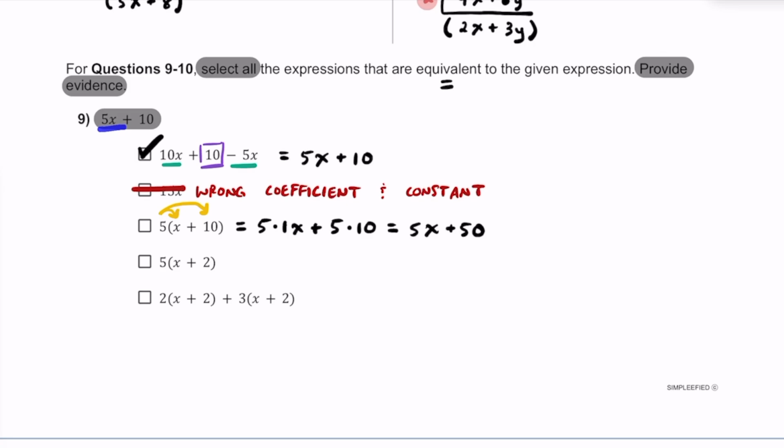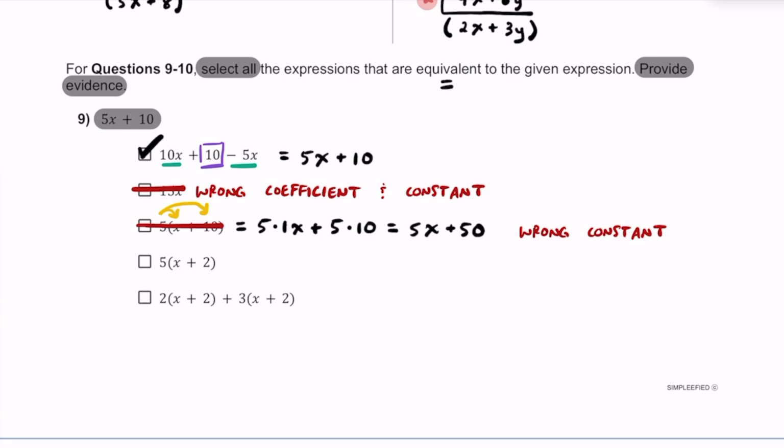You can see here that the coefficients and the variable terms do match. However, you can see here that the constant terms are incorrect. They're not the same value here. So this is not going to be one of the equivalent expressions. The reason why these aren't equivalent expressions is because we have the wrong constant term.